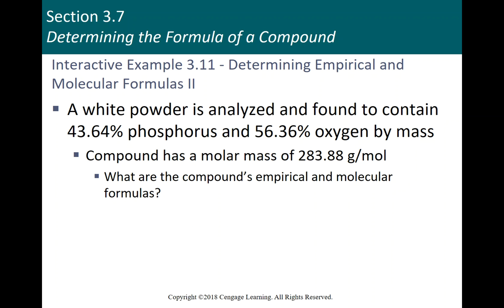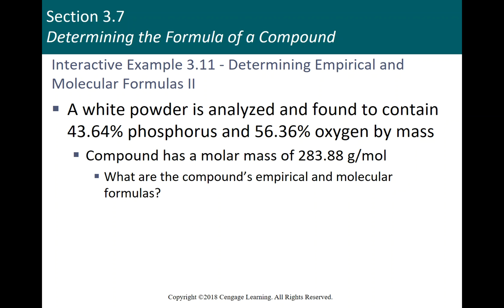43.64% phosphorus and 56.36% oxygen. And then it tells us it has a molar mass of 283.88. So we are going to wait to use this number till later, but we're going to figure out what the empirical formula is. Now, when you're determining empirical formulas, it's important that you use as much of a mass number as you're given.